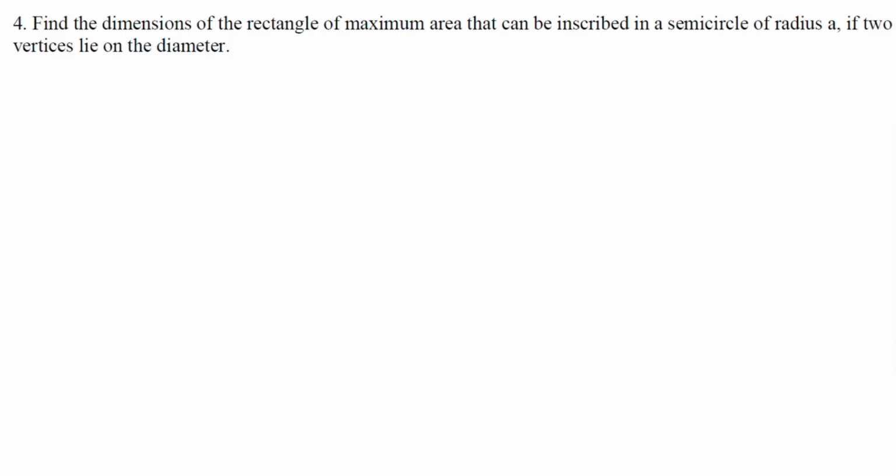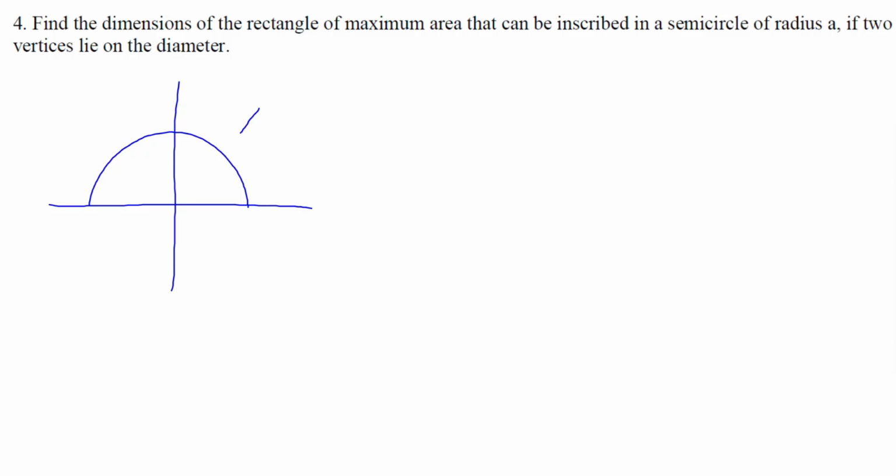For our next one here, we want to find the dimensions of a rectangle of maximum area that can be inscribed in a semicircle of radius A, and we're going to have 2 vertices lying on the perimeter. So basically what we want to do is just sketch a semicircle here. There's our semicircle with a radius of A, right?